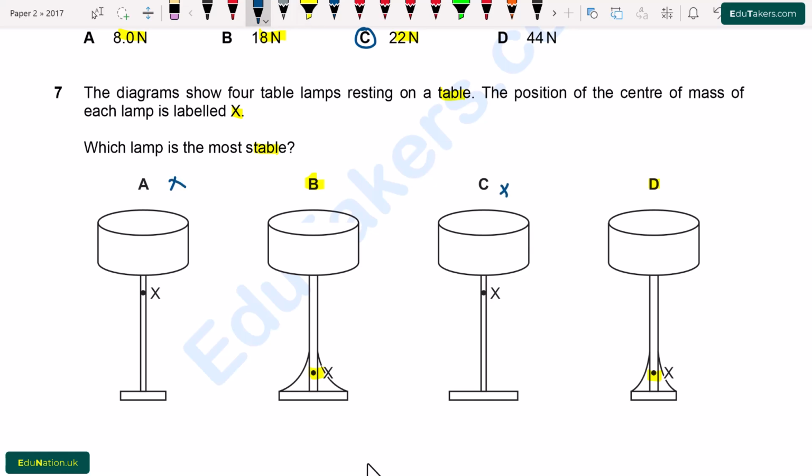In the option B, we can see that there is a large base, and in the option D, the base is smaller. So the more stability comes with the larger base of the lamp. From here, option B is correct. For the more stability, the center of mass should be lower and there will be the large base.